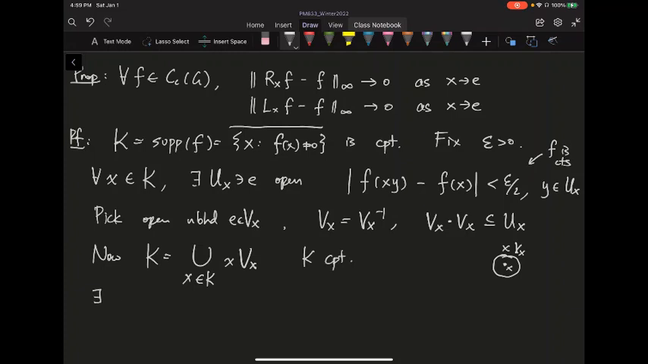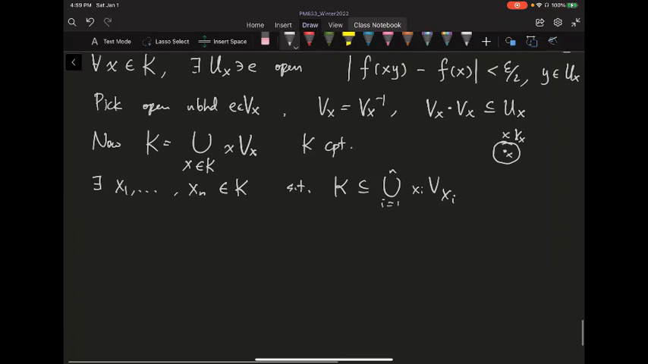So we can now find x1 up to, say, xn inside k, so that k has a finite subcover. So this is inside the union over i going from 1 to n of xi times v of xi, okay? So you have finitely many of these nice enough covers. And now I need to pick some v, okay?